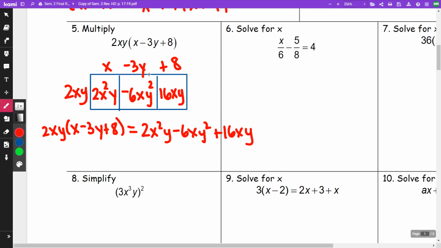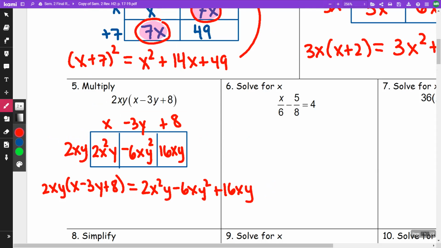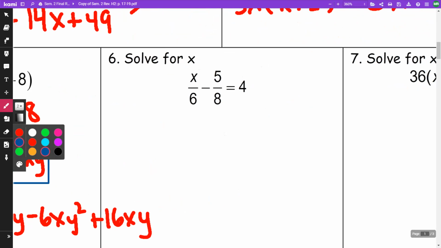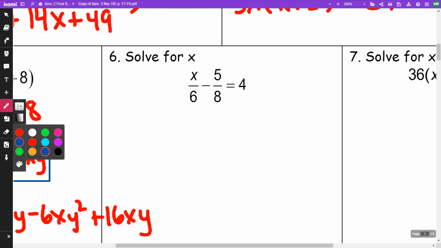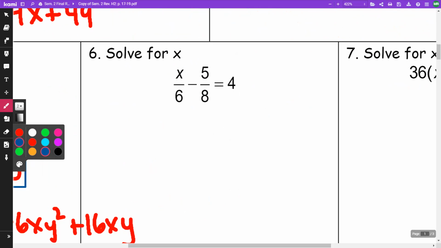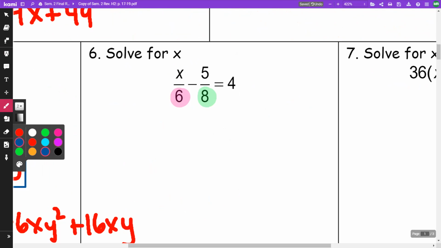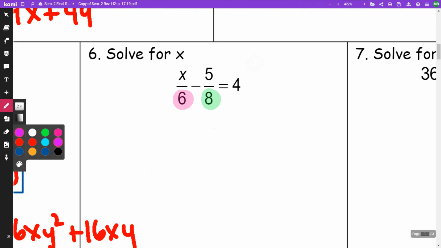So the next one, I'm going to fraction bust. For this one, I would fraction bust on number 6. We want to multiply something to get rid of both of our denominators. We have a 6 and we have an 8. So we want to multiply by something that will get rid of 6 and 8. I am thinking 24. So I think I'm going to multiply everything by 24.